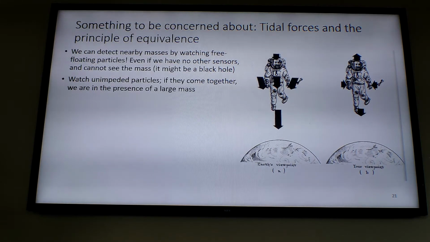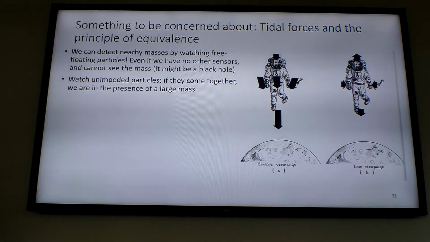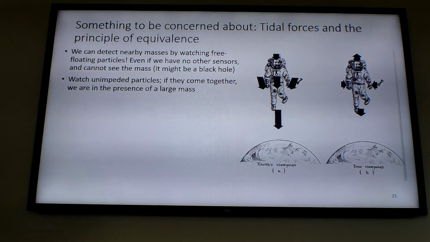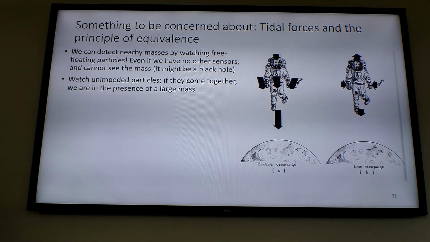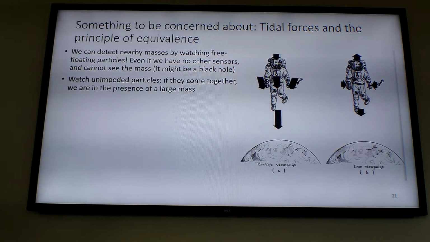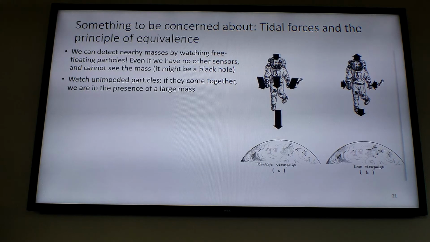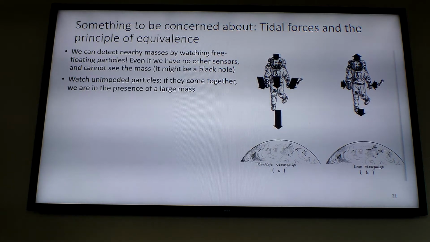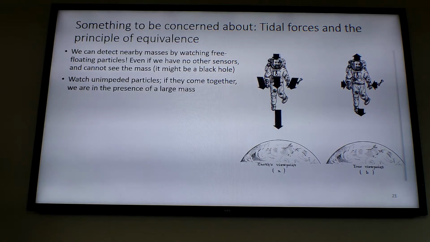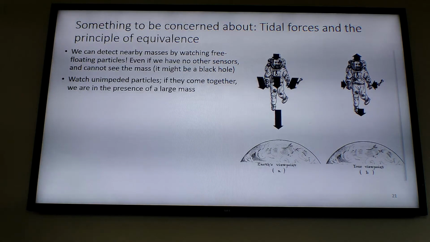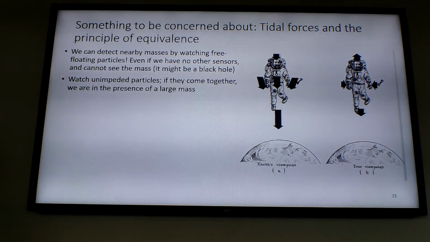Everything in the capsule is falling toward the center of Earth. If I let go of the apples, this apple is going that way, towards the center. And this one's going that way. So over a period of time, the two apples are going to approach one another. And they will meet when you get to the center of Earth. Does everybody following that? So this is called a tidal force.